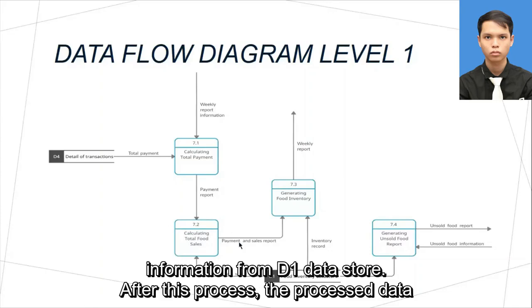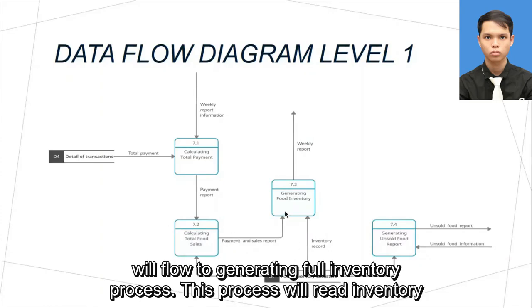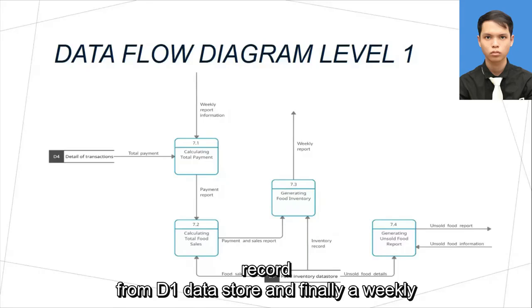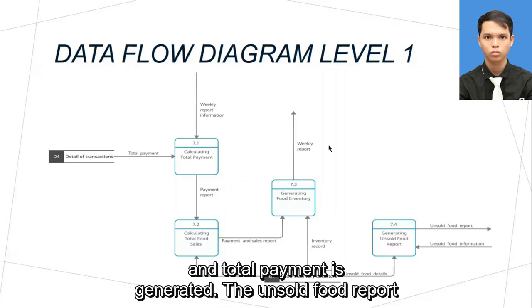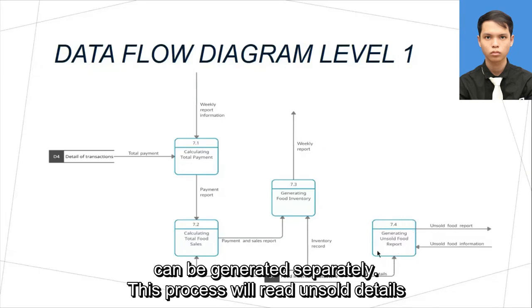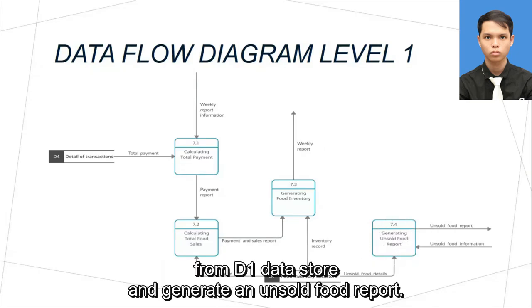After this process, the processed data will flow to the generating food inventory process. This process will read inventory records from the D1 data store. And finally, a weekly report consisting of the food inventory report, total food sales, and total payment is generated. The unsold food report can be generated separately. This process will read unsold food details from the D1 data store and generate an unsold food report.